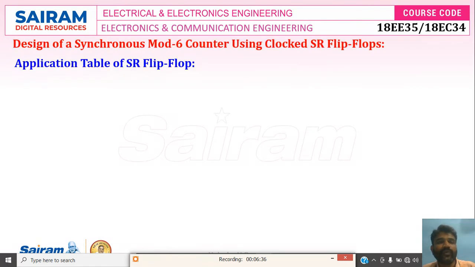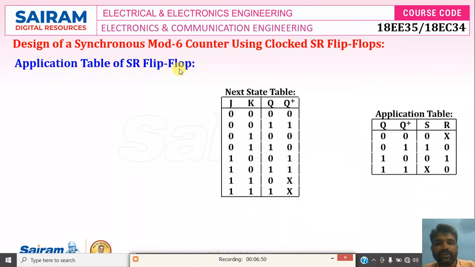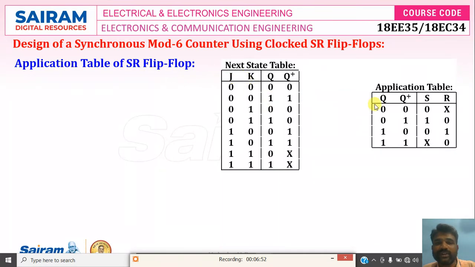Now we'll discuss the design of a synchronous mod 6 counter using clocked SR flip-flops. Again we need to consider the application table of SR flip-flops. To obtain the application table, we consider the next state table. This is the next state table of the SR flip-flop. It has S and R.